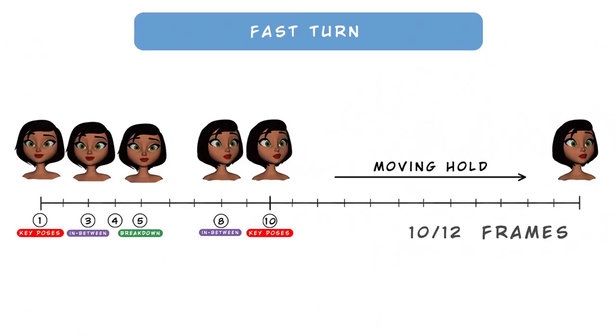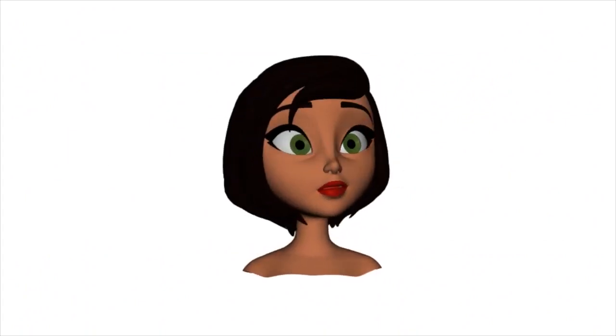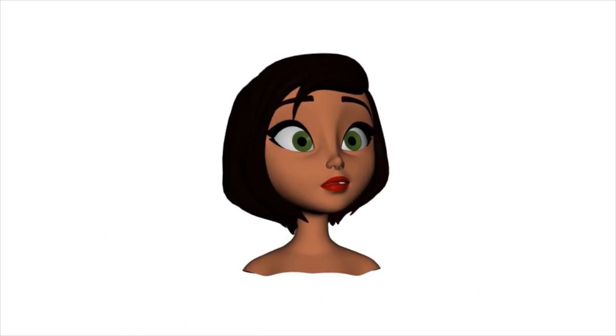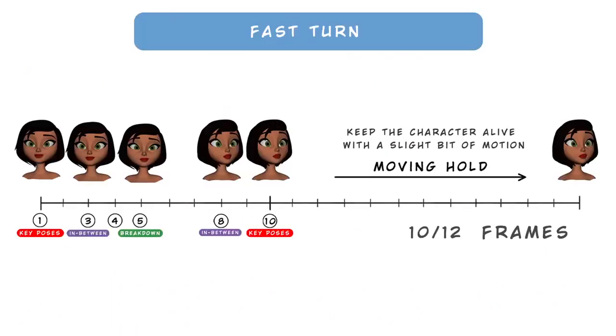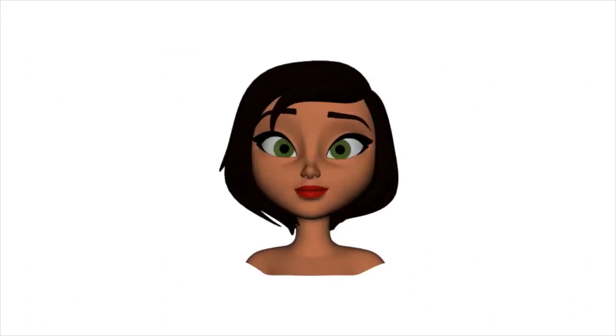Last, we add the moving hold. So the head, the chest and the eyes continue to move just a bit, just enough so the body doesn't freeze. So thanks to this moving hold, the character will look alive. So this is the final result. You can also add some details and overlap like the ears animation.